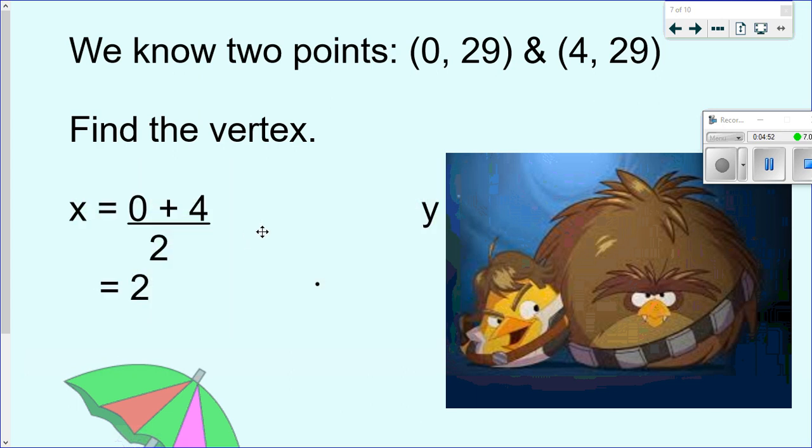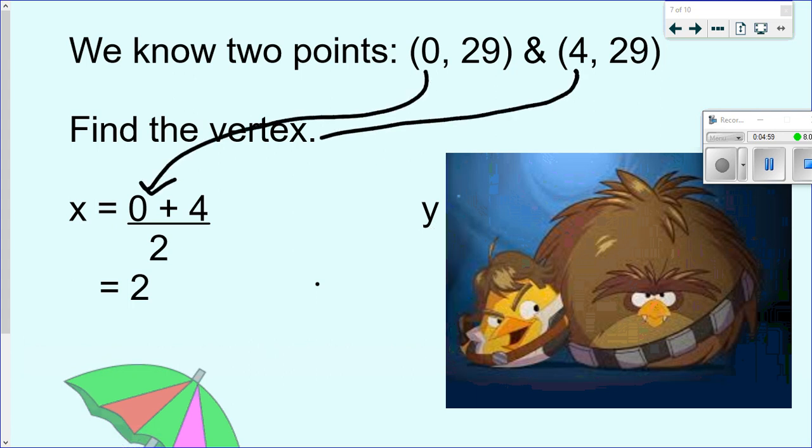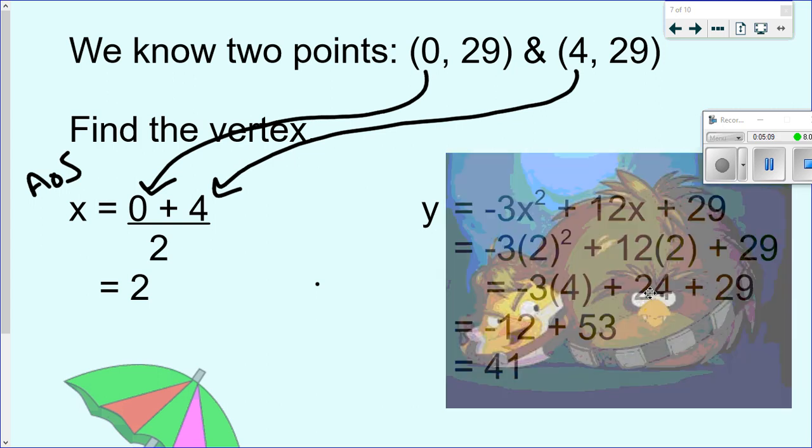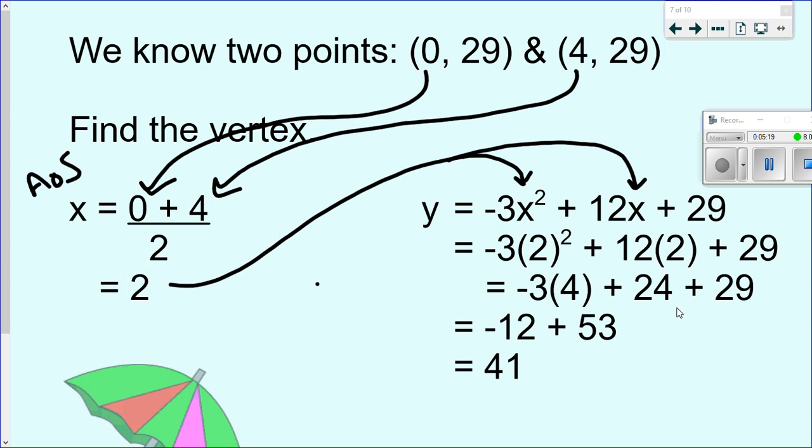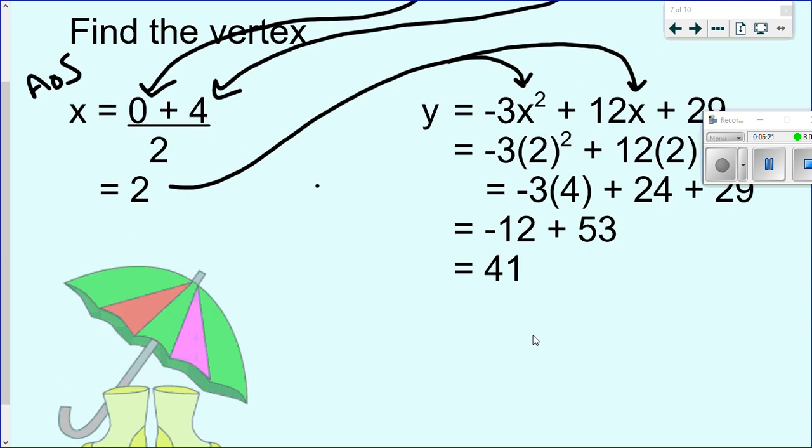Add the 2 points together and divide by 2. So really, this is the AOS. And at this point we know to fly this in for the x's. Use BEDMAS to solve, and it gives us a vertex of 2, 41.